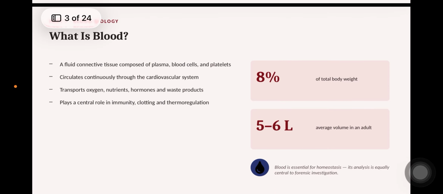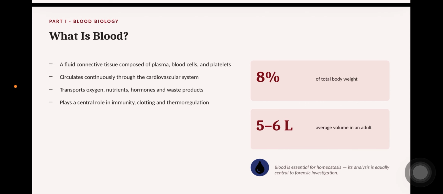Let's start with what is blood. So, blood is a fluid connective tissue composed of plasma, blood cells, and platelets. It circulates continuously through the cardiovascular system. It transports oxygen, nutrients, hormones, and waste products, and it plays a central role in immunity, clotting, and thermoregulation. It covers 8% of your total body weight and 5 to 6 liters average volume in an adult.